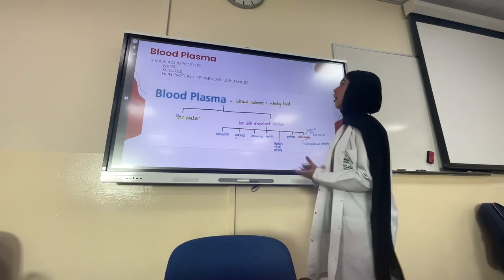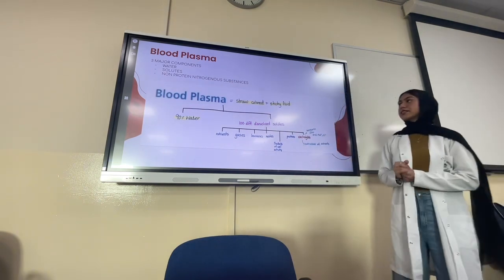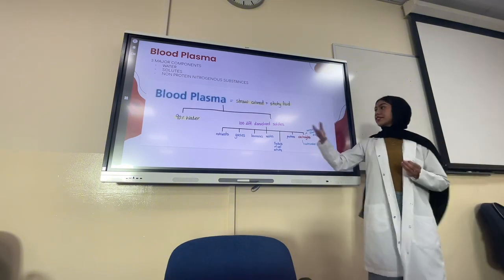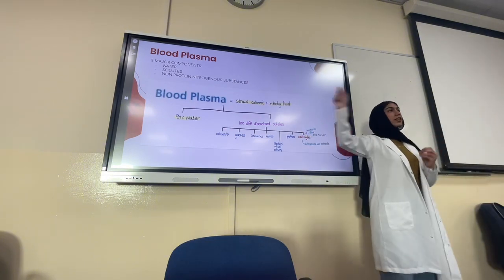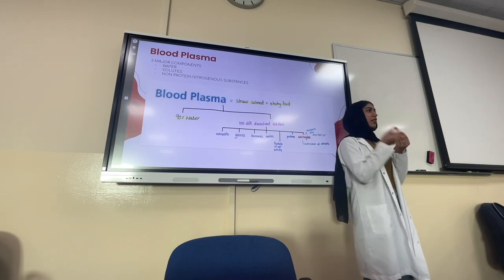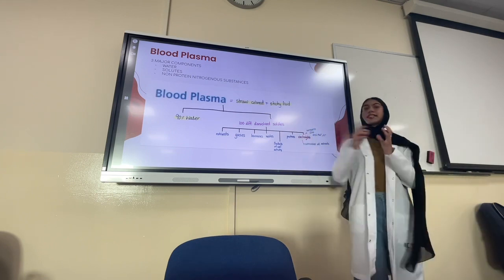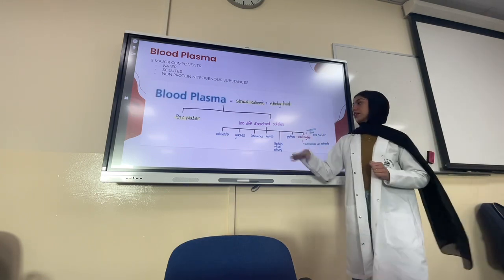Okay, next thing we have is plasma in the blood, right? So plasma is going to be what? It's going to be straw colored. When you saw it before this, did you see it was like yellowish, right? Whereas the erythrocytes were red. So we call this straw colored. And it's sticky, okay?